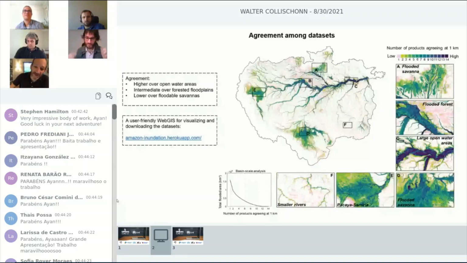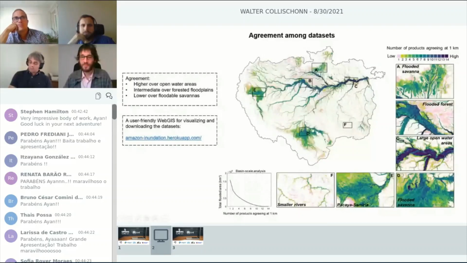Now we can see the agreement among data sets. Okay, good. So I'll talk again about it. Basically, each pixel here shows the agreement among the data sets, and the more blue colors indicate the higher agreement. So we can see this very high agreement along the open water areas in the lower Amazon reaches, and then an intermediate agreement for these forested floodplains here, still along the floodplains, and the lower agreement in the floodable savannas, where the flooding dynamics is indeed more difficult to predict because it's more erratic in space and time.